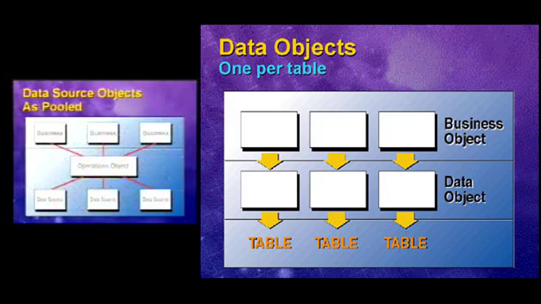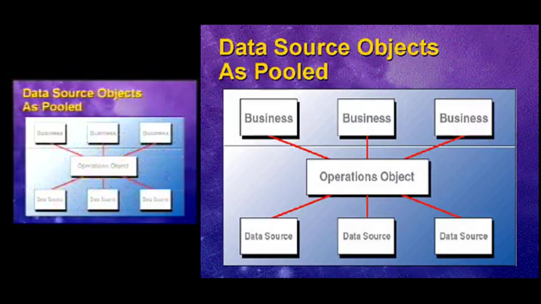So this is data sources as pooled objects. Now, this is not the same as an old ADO data source object down here, but the idea is that the business objects all call into a generic object called the operations object. All the operations object knows is what to do and what component, what object to call to do that I/O. So if I have, for example, SQL Server I/O and Oracle I/O, what I might have down here is one data source for SQL Server and one data source for Oracle. And the operations object knows which specific object to call.